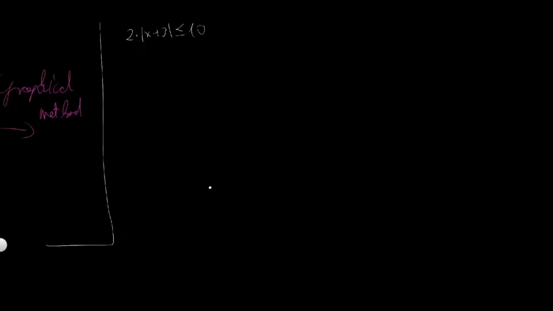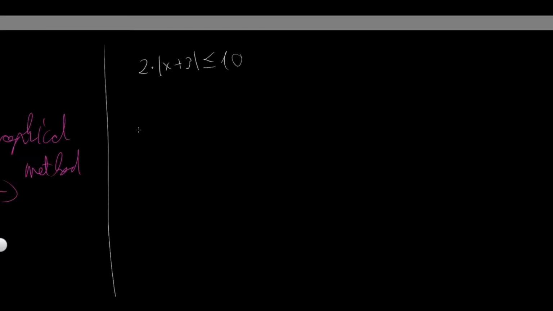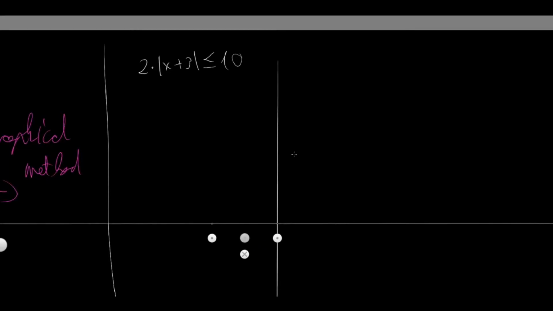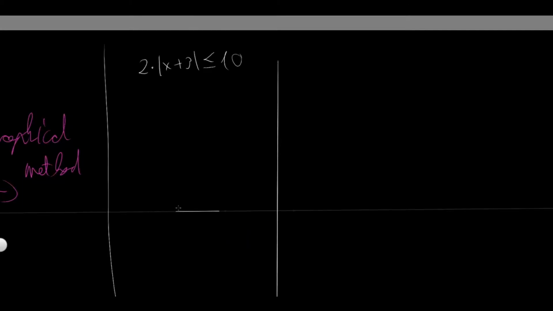So let's solve this one with the graphical method as well. For that, let's quickly draw another coordinate system. Okay. Again, this is x, this is the y-axis. This is 0 here, 1, 2, 3, 4, 5 here, 1, 2, 3, 4, 5 here, and 1, 2, 3, 4, 5 here, 1, 2, 3, 4, 5 here.